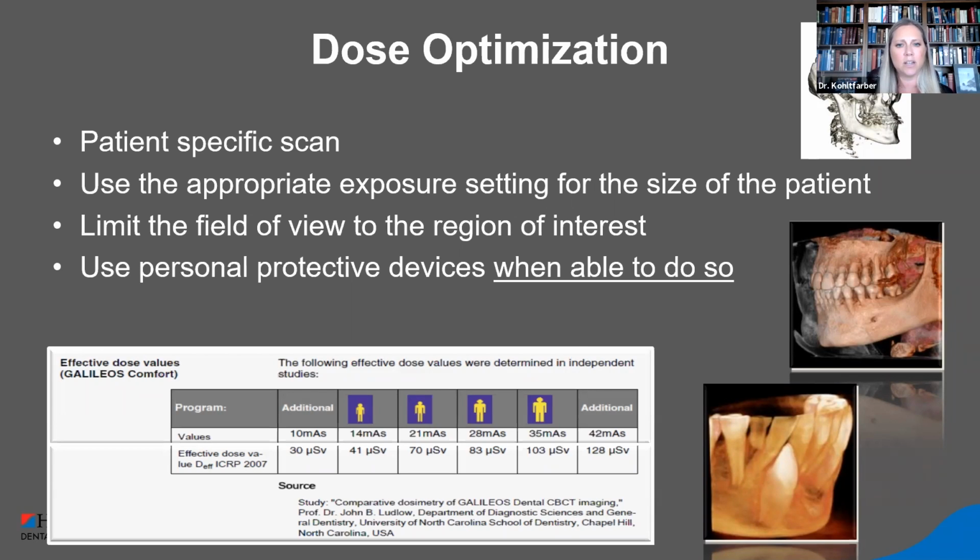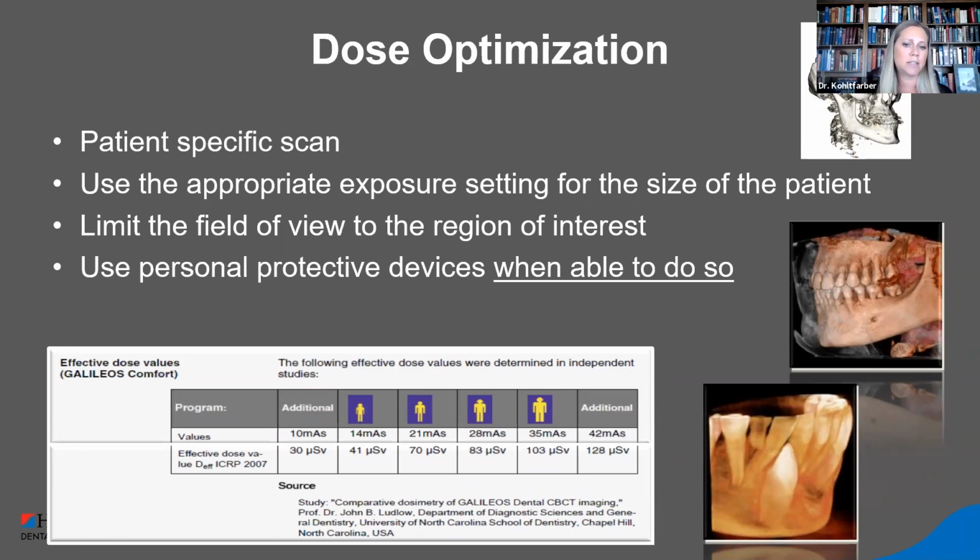Certainly, and definitely, if you're thinking about something with endo, if you limit it to the size of the field of view that you're interested in, it'll actually give you a higher resolution. So I think if you go down to like the 5x5 centimeter fields of view with some of these units, it's going to give you a much better image resolution, and you're going to be able to see things a little bit better for endo.